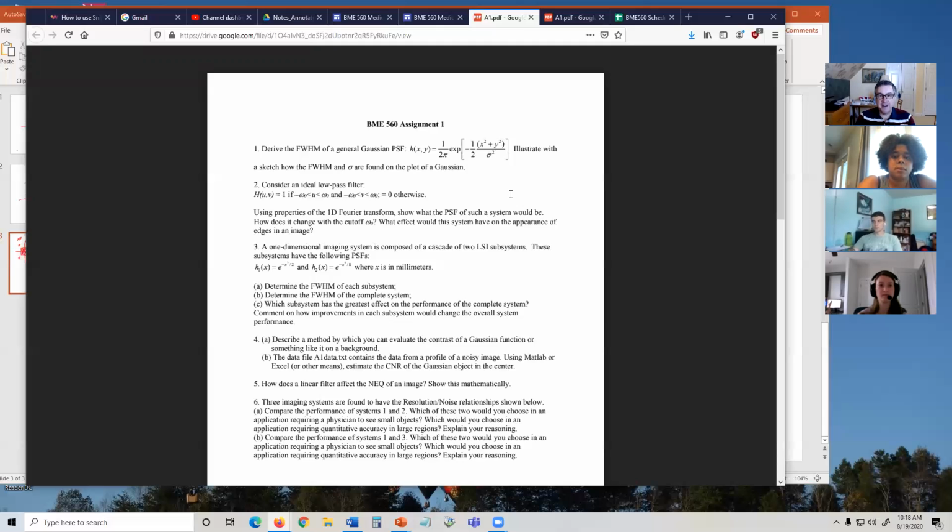But it's fair to call that the system response, although I will say system response might imply more the frequency response in the Fourier domain. In other words, capital H of UV could be called the frequency response of the system, right? System response is a little more generic, and I guess could be either one, point spread function or frequency response.